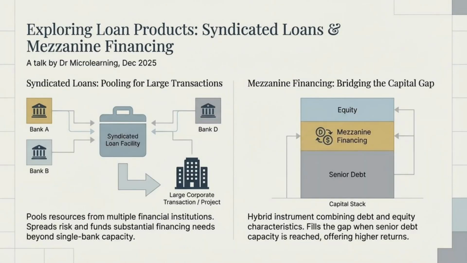Syndicated loans pool capacity from multiple banks to fund very large corporate transactions, spreading risk across institutions, as shown by the diagram of lenders contributing to a single facility. Mezzanine financing sits between senior debt and equity in the capital stack, offering a hybrid tool to bridge funding gaps when senior leverage is exhausted, usually at a higher return profile.